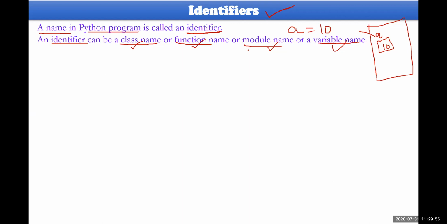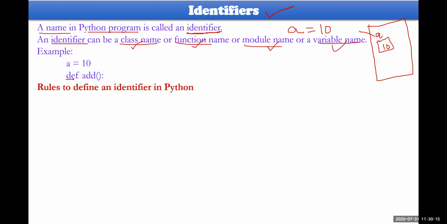Then I would identify. Okay, so any one of these could be considered a class name, function name, or module name. Any one of them will be called an identifier here. Examples could be a equals 10, and def. Normally functions are defined by using the keyword def, for example def add. Add is one more identifier, something like that. If you want to define some variable or identifier in Python, these are the rules and regulations.